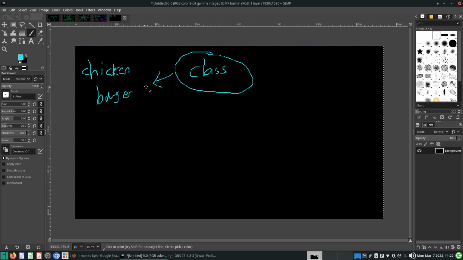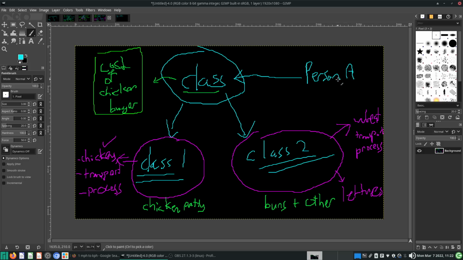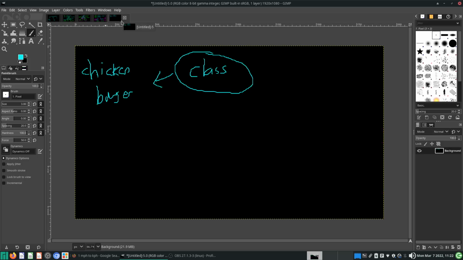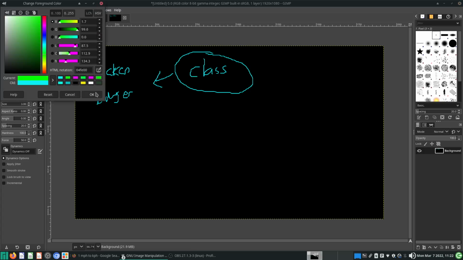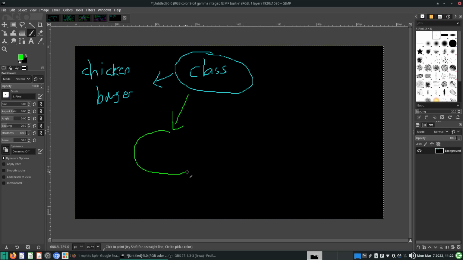So you cost the chicken burger, and since class 1 and class 2, the chicken patty class and the buns and other class, are not person A's responsibilities, person A can say, I don't need to deal with the chicken patty class. Let me replace the chicken patty class with a patty that will always cost, say, $5. Very expensive chicken patty for some reason.